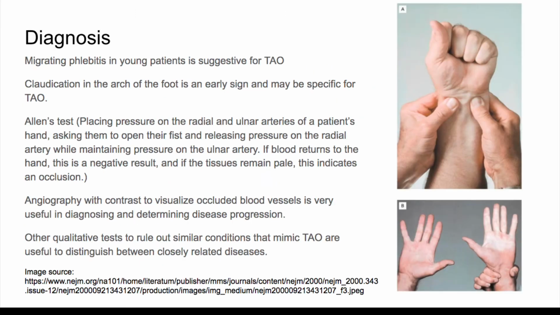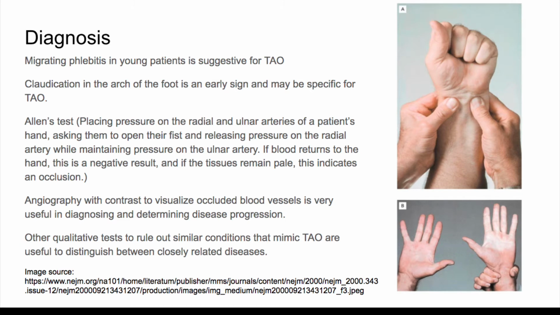So there's several ways to diagnose this. Migrating phlebitis in young patients is very unusual and is suggestive of TAO. Claudication starting in the arch of the foot is an early sign of the disease before it progresses, and actually may be specific to TAO alone.